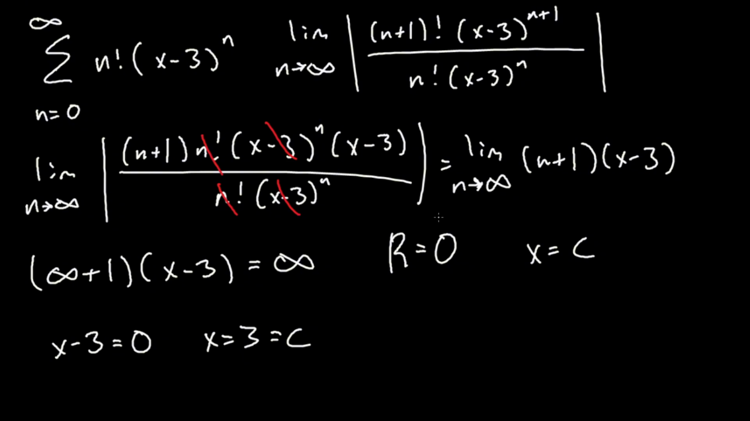So that means the only value at which your series converges is when x is equal to 3. And that makes sense, right? If you plug in 3 here, you get 3 minus 3, which is equal to 0, to the power of n. 0 to the power of n is just 0. 0 times everything else is just equal to 0. So everything just zeroes out, and your series converges at 3.